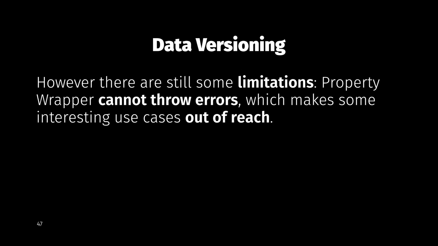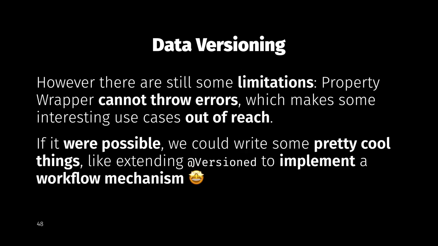And the main one is that property wrappers cannot throw errors. That rules out some interesting use cases. For instance, if we were able to throw errors, we could implement entire workflows where the setter could refuse a value if it did not obey some rules. In the case of an expense report, once it had been approved, it could not go back to the submitted state. Unfortunately, this is not yet possible, but still, it might give us some ideas in the future if property wrappers were to evolve.